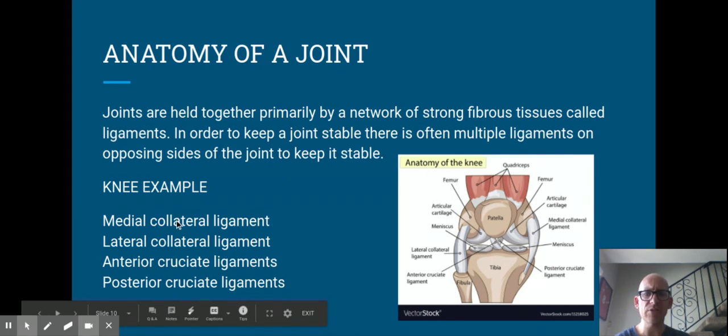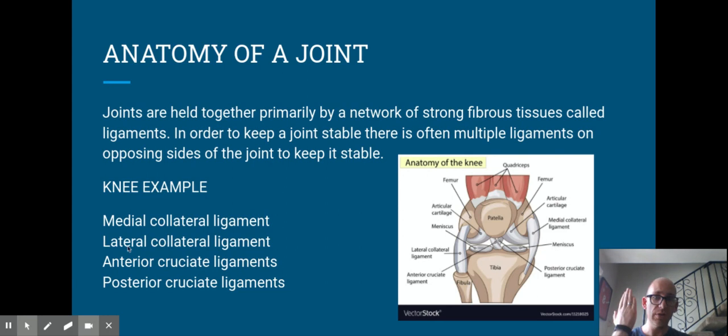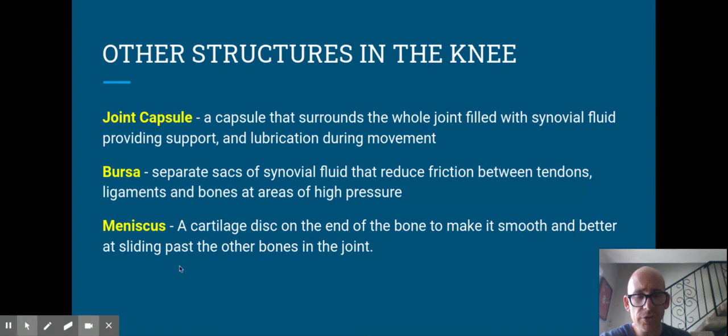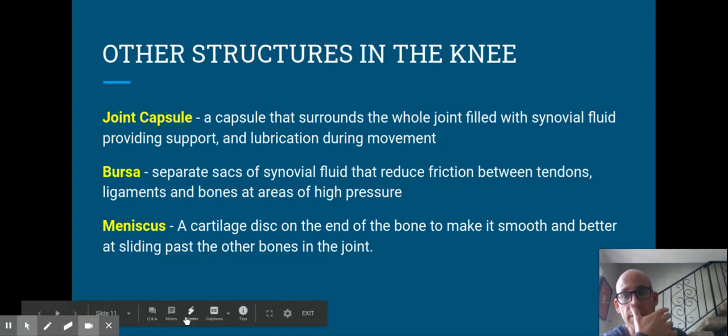Their names tell you something about them. Medial means to the middle of the body, lateral means to the outside of the body, anterior to the front, posterior to the back, collateral meaning going sideways, and cruciate meaning crossing. So that's the first major structure in a joint, the ligaments. Really, really important. Other structures we have are the capsule, the bursa, and the meniscus.